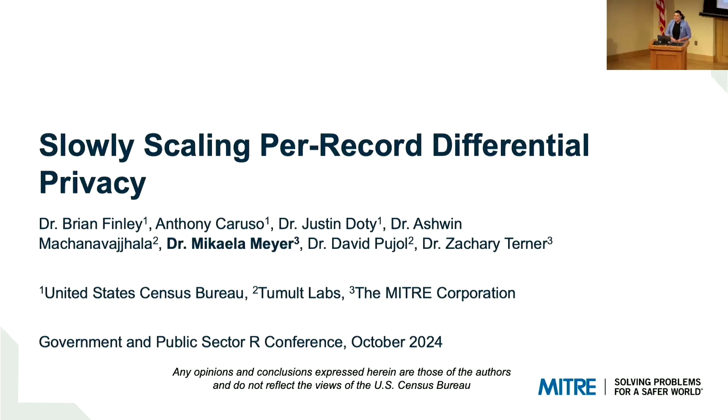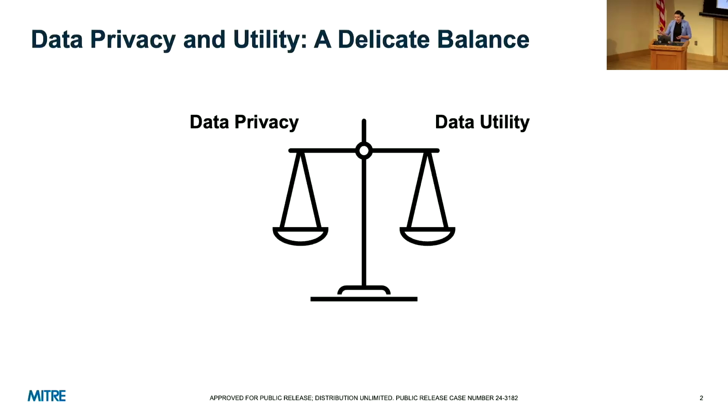Hi, everyone. My name is Mikaela Meyer, and I'm a senior data scientist at the Miter Corporation. The Miter Corporation, much like IDA, also operates federally funded research and development centers. Today, I'm going to be talking to you about a project that I worked on with my colleague, Zach Turner at Miter, as well as some folks from the United States Census Bureau and Tumult Labs on slowly scaling per record differential privacy. In general, many groups that collect data might want to make their data public.